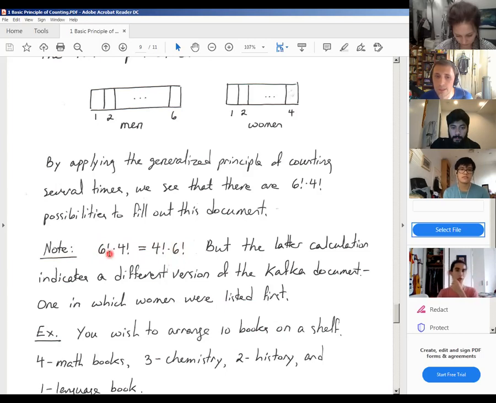You understand? Because in this document, men are listed to the left and women to the right. In this document, it might be the opposite way around, okay? That will help you think like this, okay?